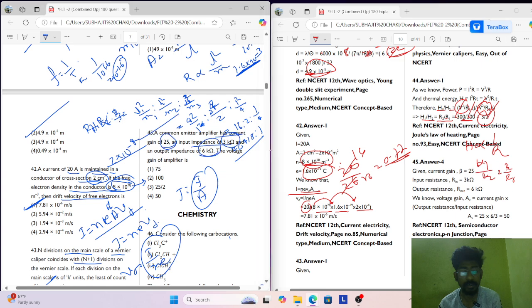A common emitter amplifier has a current gain of 25, input impedance of 3 kilo ohm and output impedance of 6 kilo ohm. Find the voltage gain of the amplifier. Beta is 25, input resistance is 3, output is 6. The voltage gain is given by the formula: current gain into output resistance divided by input resistance. 6 by 3 means 2, 2 into 25 means 50. Therefore, the answer will be 50. Right? So, option number 4.